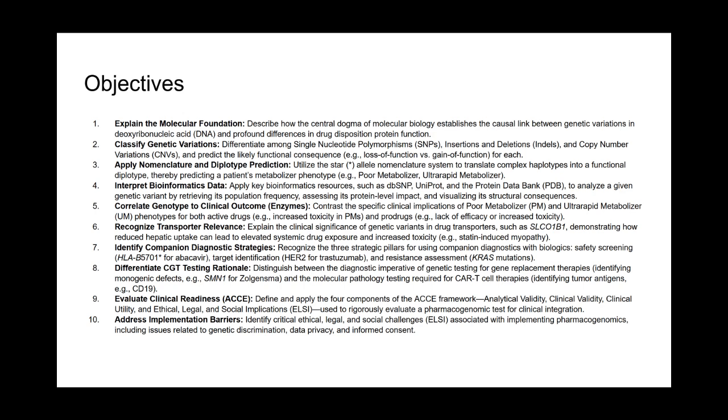Finally, it is essential to address barriers to implementation. Ethical, legal, and social challenges include concerns related to genetic discrimination, data privacy, and informed consent. Recognizing and understanding these issues are critical steps toward integrating pharmacogenomics safely and effectively into healthcare practice.